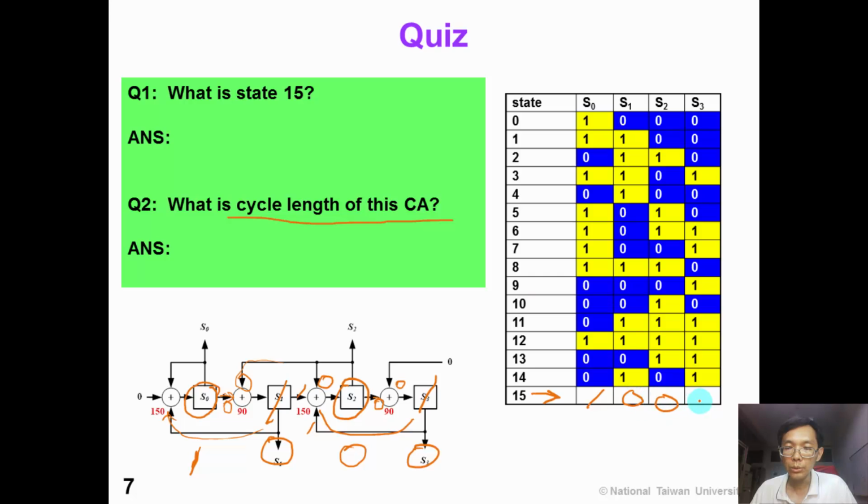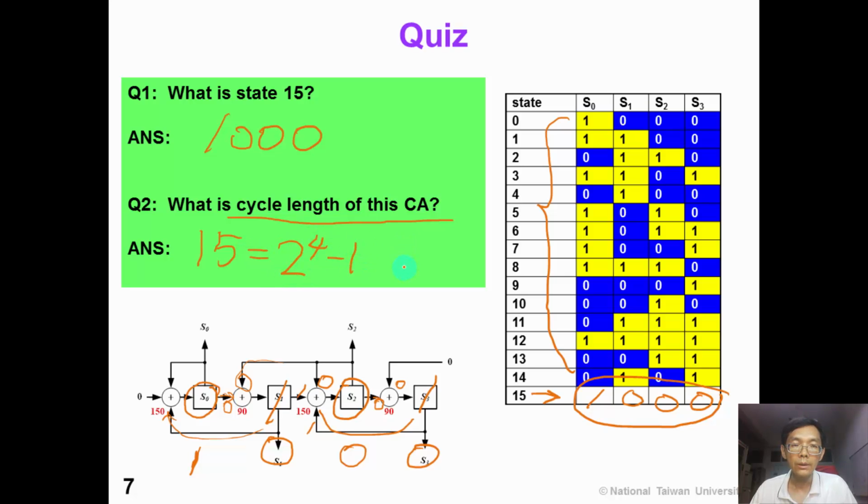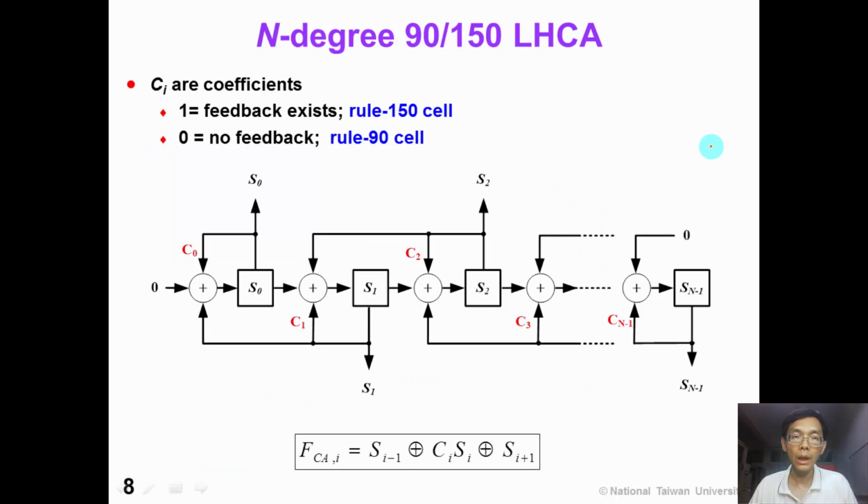Now we are back to the seed, which is 1000. As you can see, the cycle length of this cellular automata is 15, which is 2 to the power of 4 minus 1. This is the maximum cycle length a 4-degree cellular automata can have. So this is an M sequence.